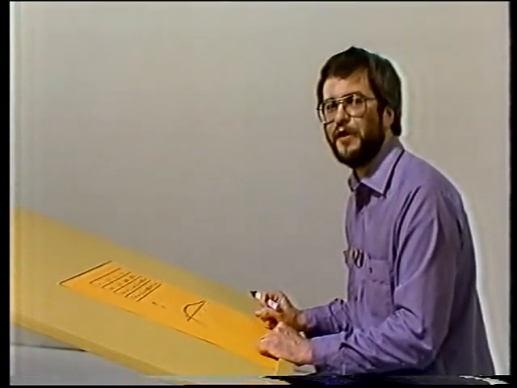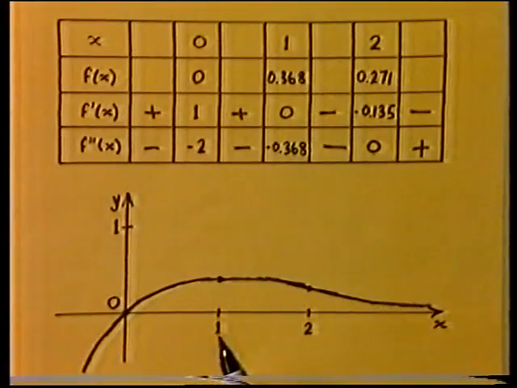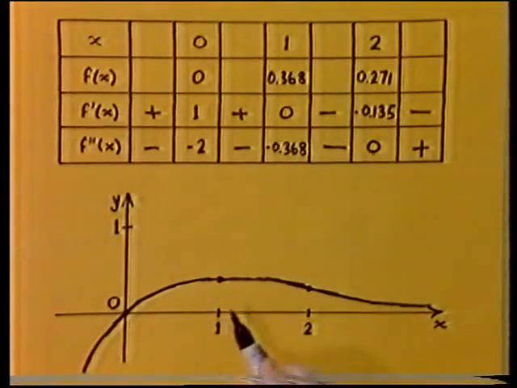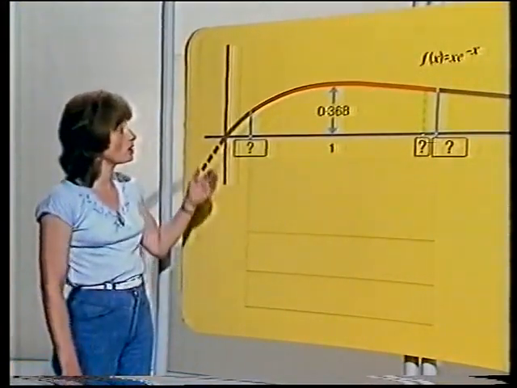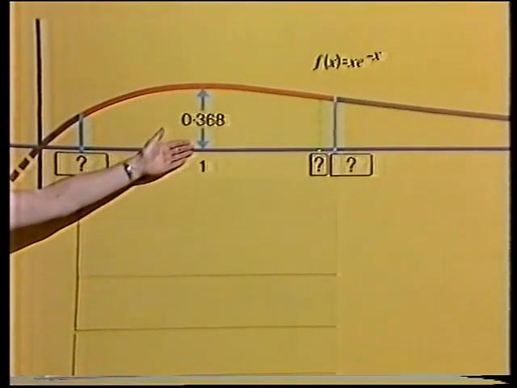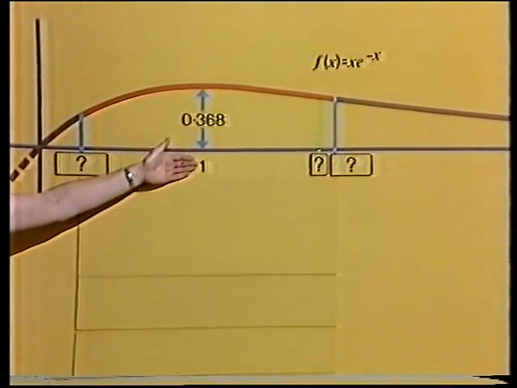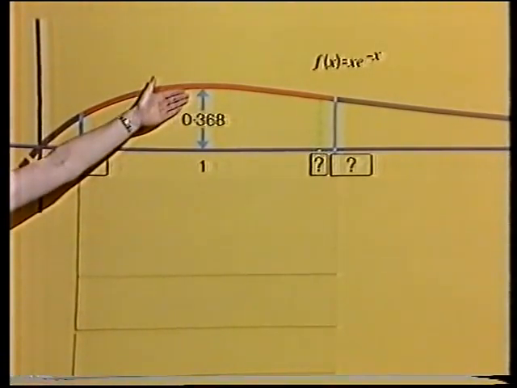And we've also answered another of Anne's questions. The widest point of the glass is at x equals 1, and this is 0.368. So that's how we got this sketch. And the maximum is here at x equals 1, and it's 0.368.